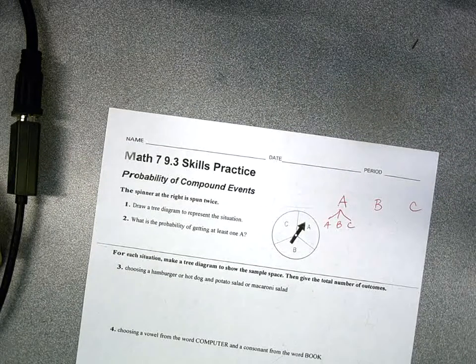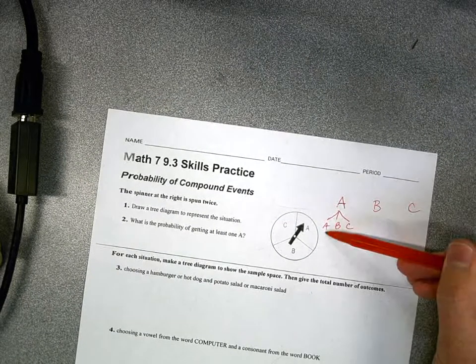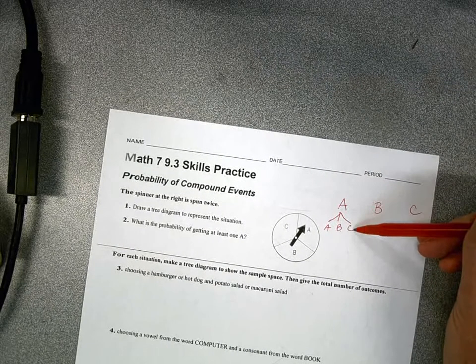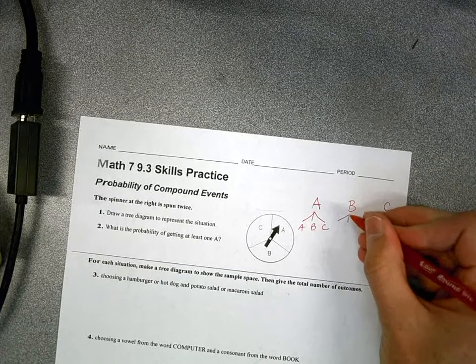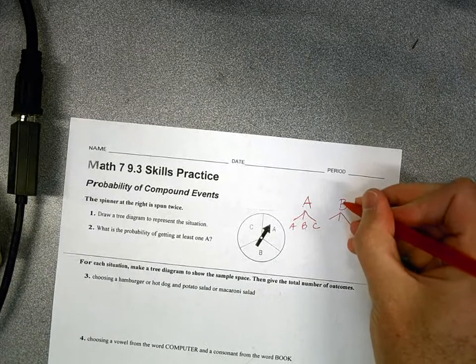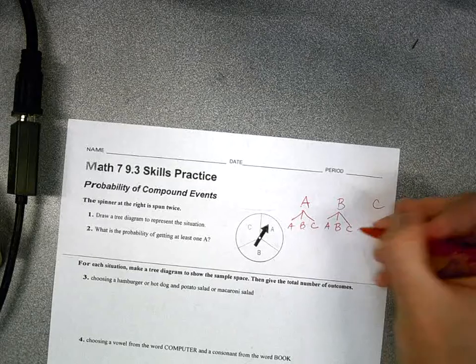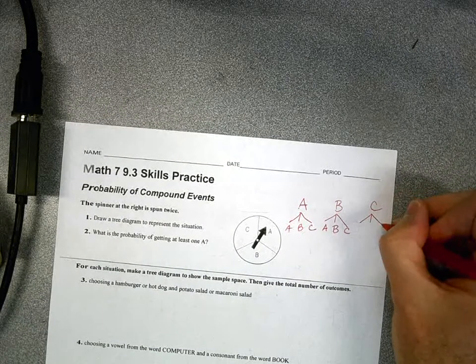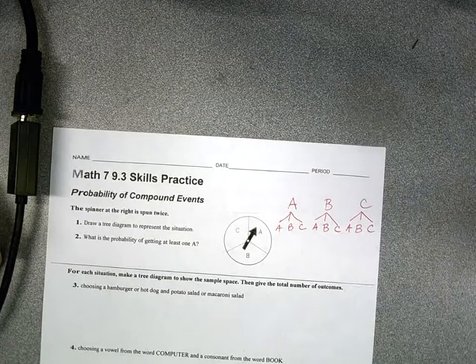You see that? So that means the first spin I spun an A, then the second spin I spun an A. Or I can spin an A and then a B. Or I can spin an A and then a C the second spin. So that's what that means. So on this one, okay, the first spin I spun a B. Then, of course, the second spin I can spin an A, B, or C. Just like the last branch. And on this tree diagram, I could spin a C. Then with my second spin, I can spin an A, B, or C.